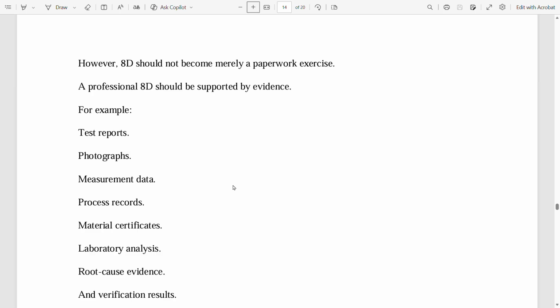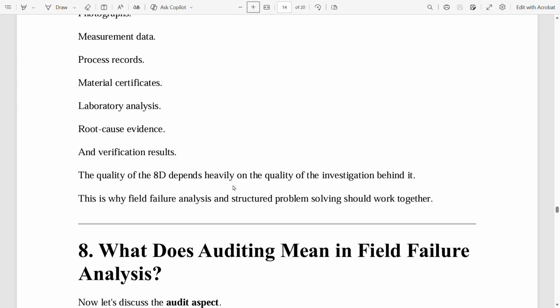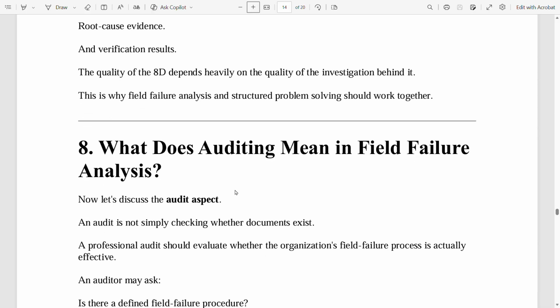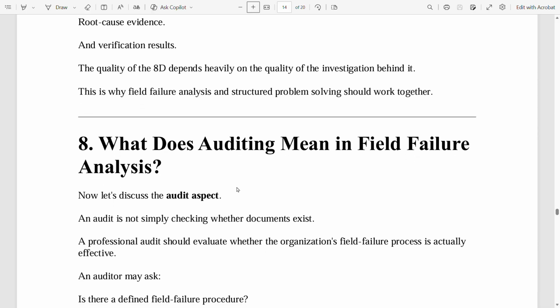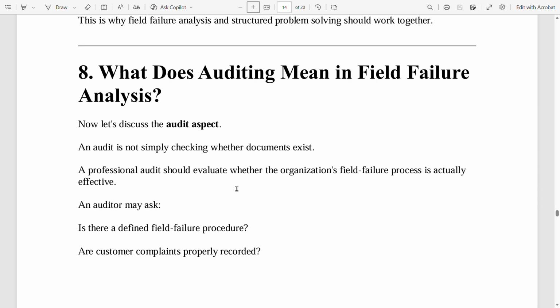For example, test reports, photographs, measurement data, process records, material certificates, laboratory analysis, root cause evidence, and verification results. The quality of the 8D depends heavily on the quality of the investigation behind it. This is why field failure analysis and structured problem solving should work together. Now next is, what does auditing mean in field failure analysis?